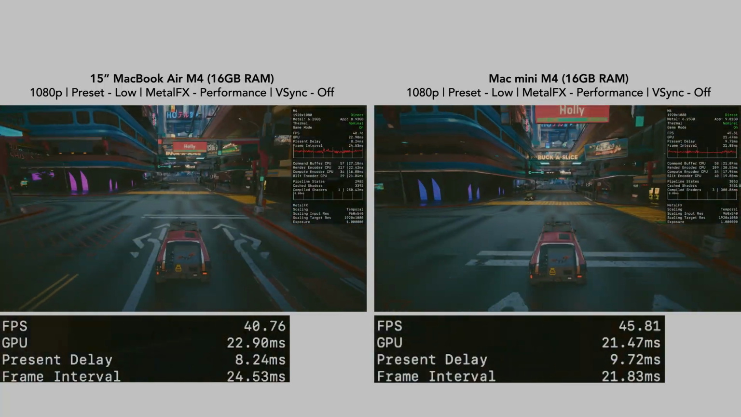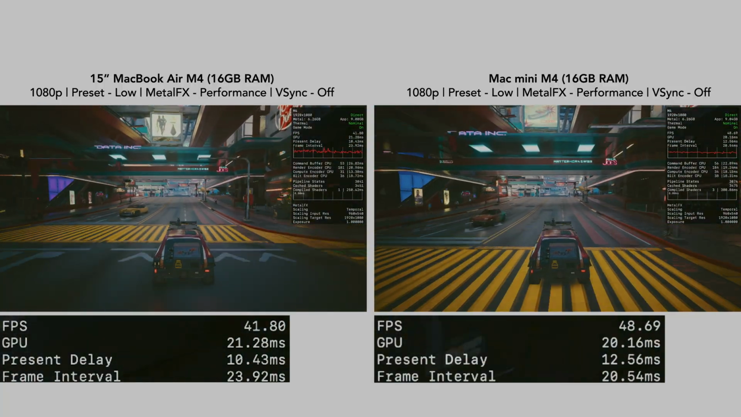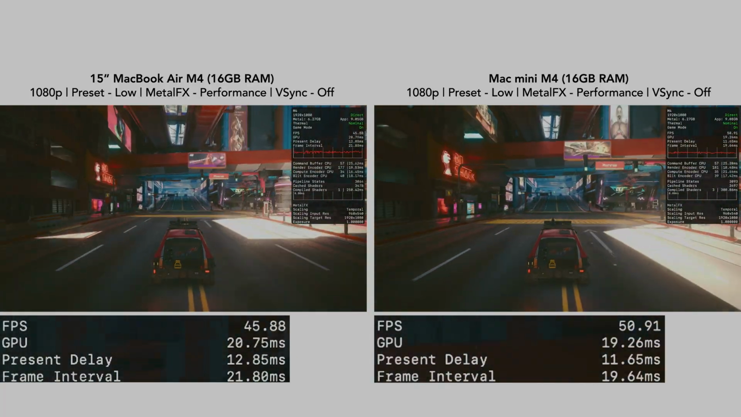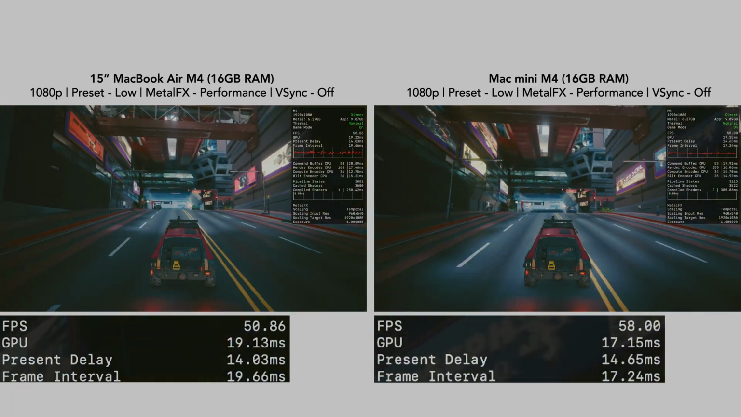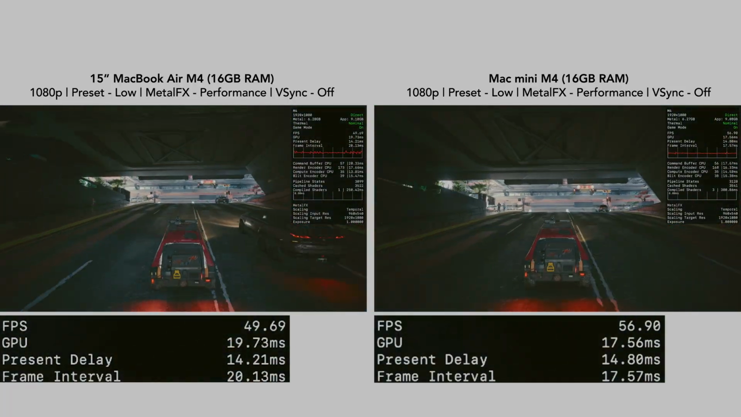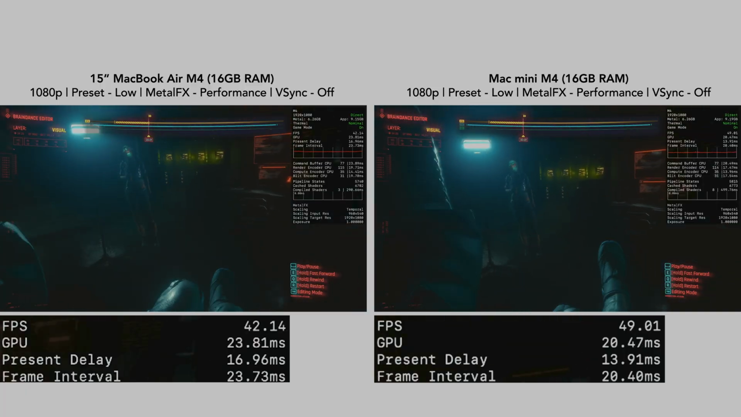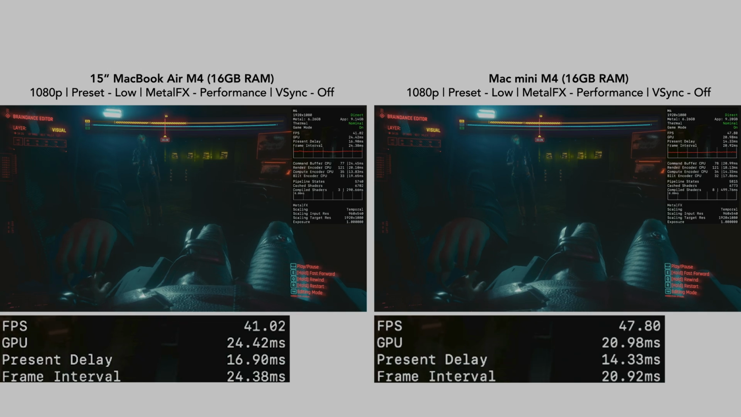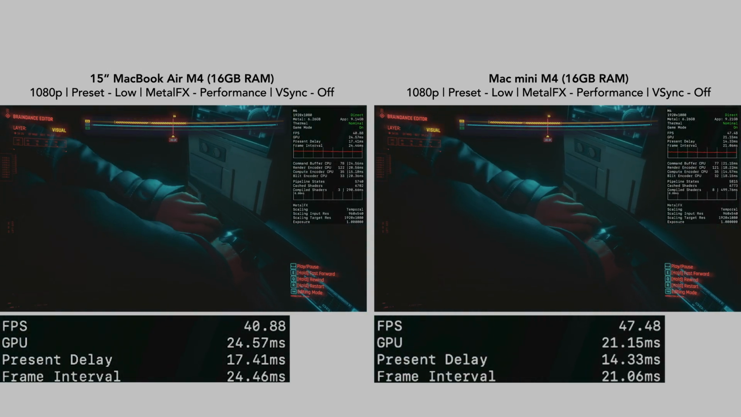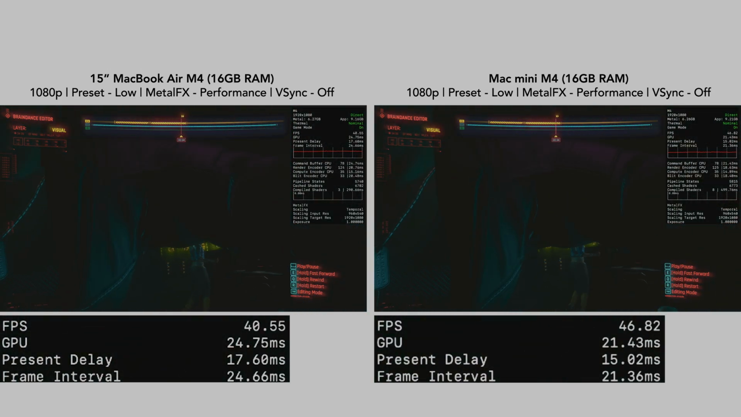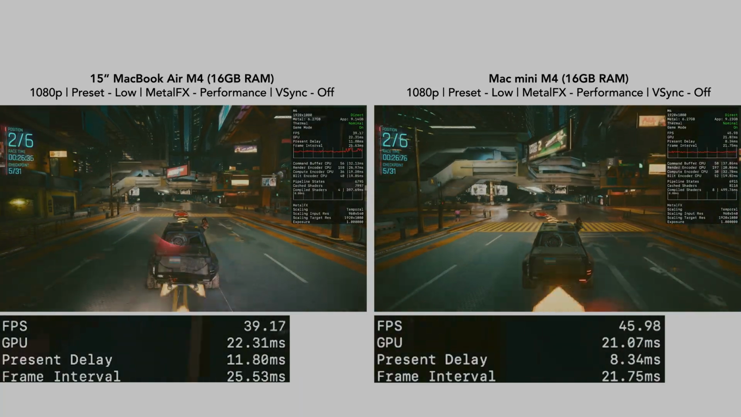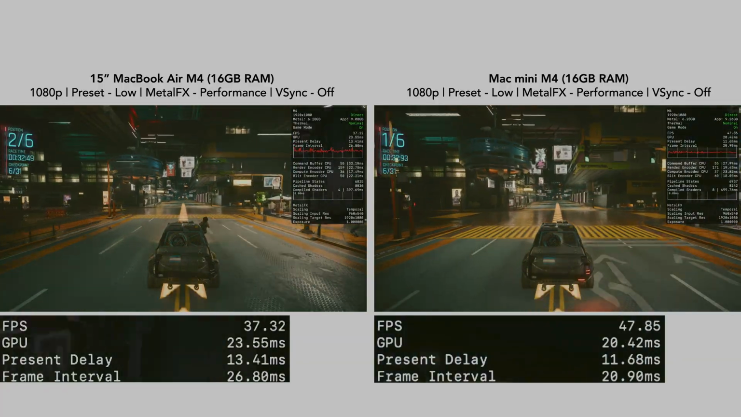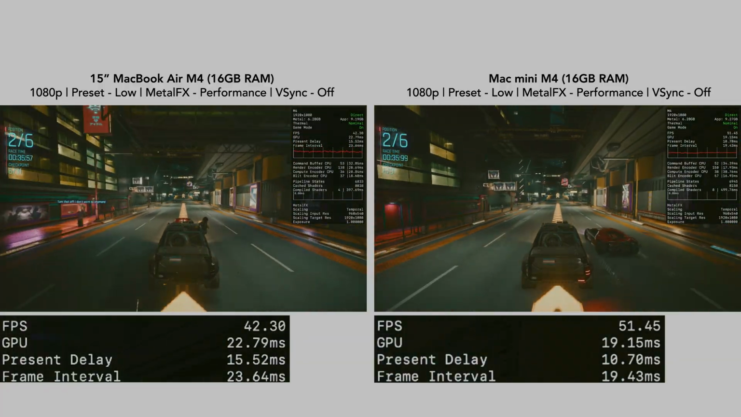This is 1080p low preset with MetalFX on performance, which is using a scaling input resolution of 960 by 540. To be hitting 60 FPS and over, we want the GPU frame time to be lower than 16 milliseconds. This Brain Dance experience is providing us about 40 FPS on both Macs, and the GPU is showing over 20 ms on both Macs. This is indicating, obviously, that the GPU is struggling. Also, this race is going down to 30 FPS on the MacBook Air and 40 on the Mac Mini, and again is showing us over 20 ms for the GPU.